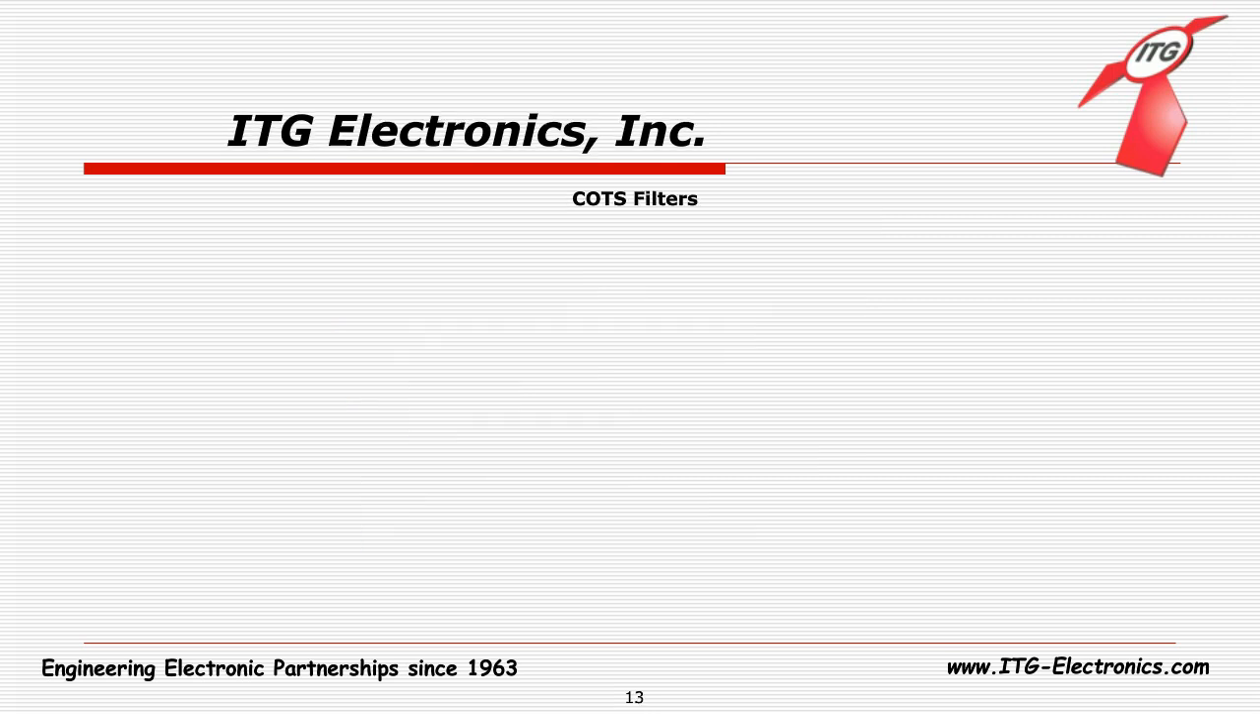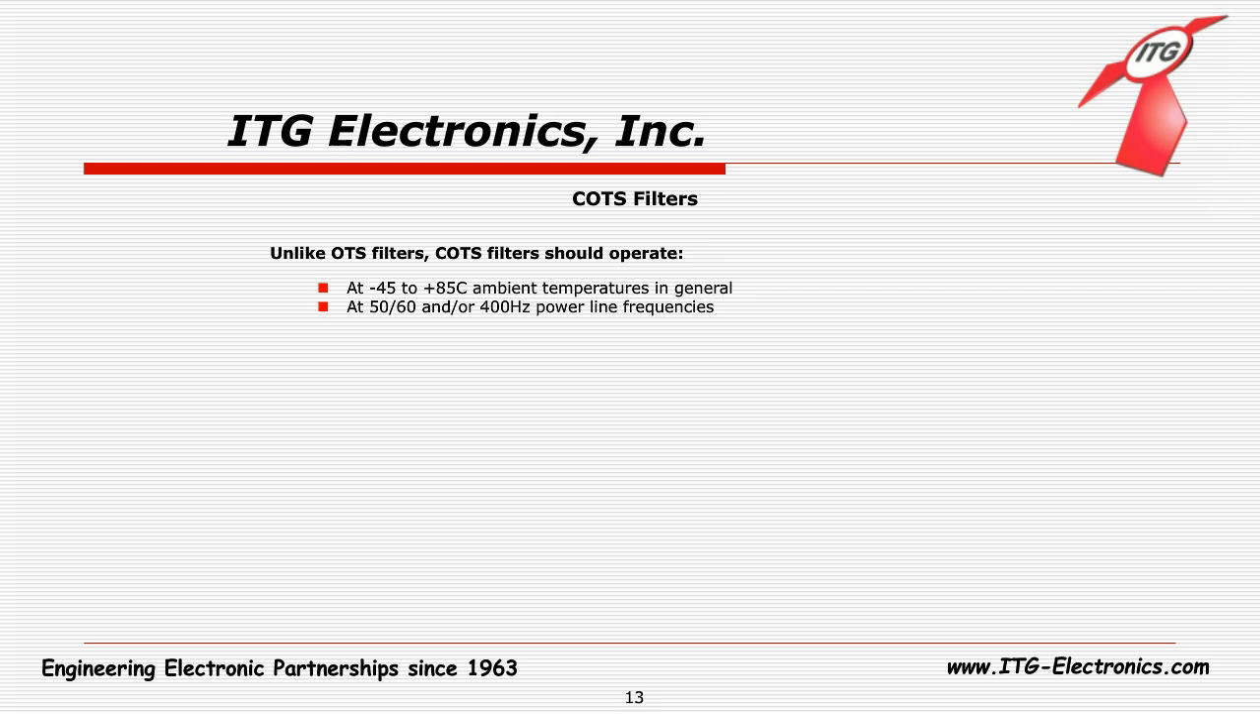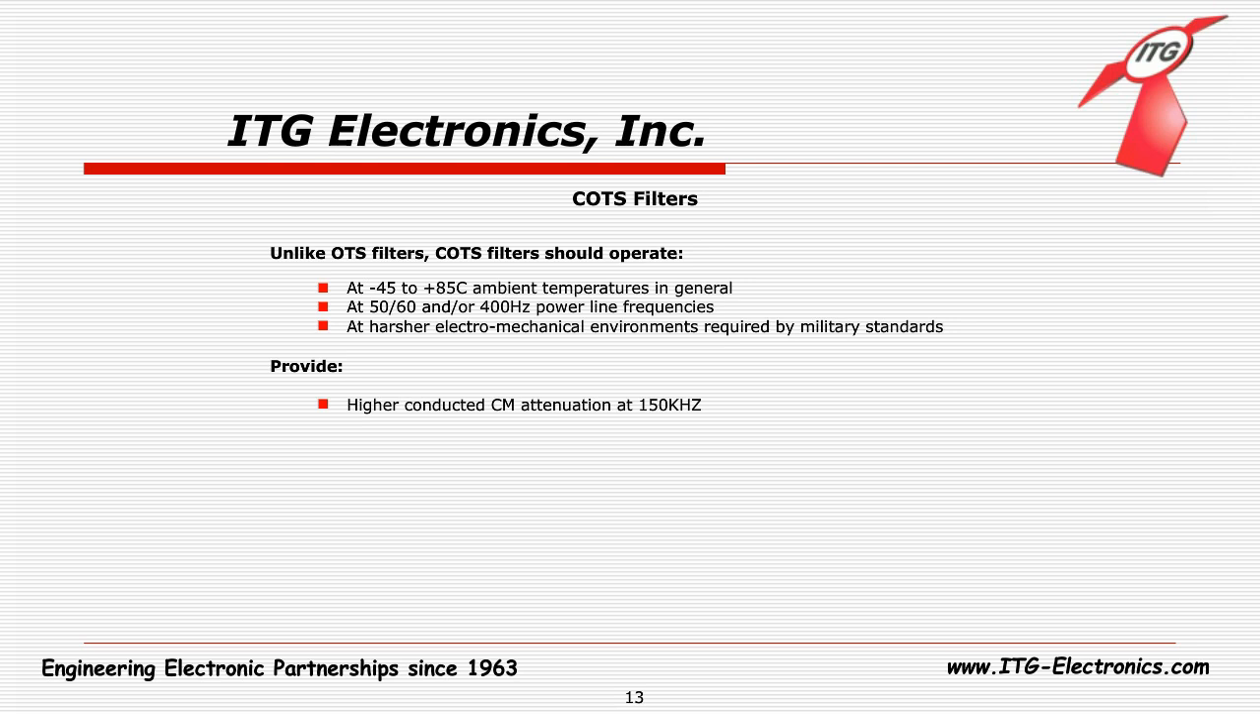Now, the COTS filter, as I understand, unlike the off-the-shelf filters, should operate at or around minus 45 to 85 degrees ambient temperature. It has to operate at 50, 60, or 400 hertz power line frequencies, which most times the commercial off-the-shelf filters are not rated for 400 hertz. It has to operate in the harsher electromechanical environment required by military standards. And all the while, it has to provide higher conducted common mode attenuation at 150 kilohertz and higher differential mode attenuation at 10 kilohertz, because as we mentioned earlier, in the commercial world, everything starts at 150 kilohertz.